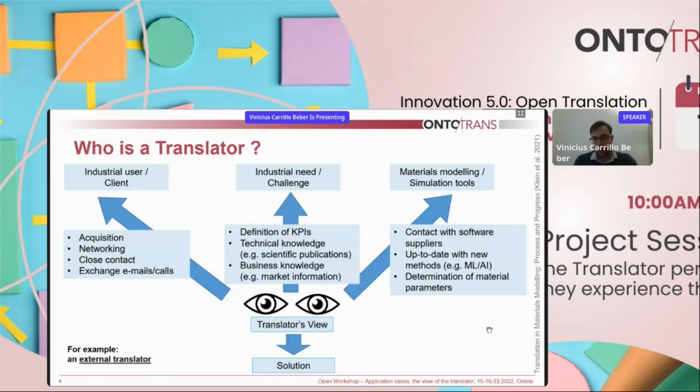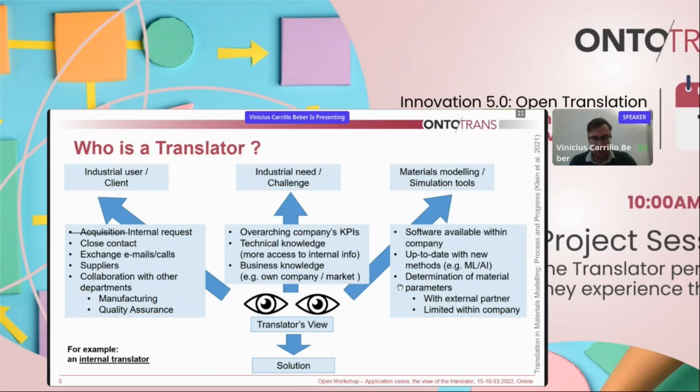From the point of view of defining the industrial need or challenge, there is the definition of key performance indicators. There is the technical knowledge that is behind it. There is the business knowledge, which is also related. And then from the point of view of the materials modeling and simulation tools, there is the contact with software suppliers, staying up to date with new methods. For instance, nowadays there is a lot of work with machine learning or artificial intelligence. These are the different activities related with the work of a translator: the industrial user, the industrial need, and the materials modeling and simulation tools.